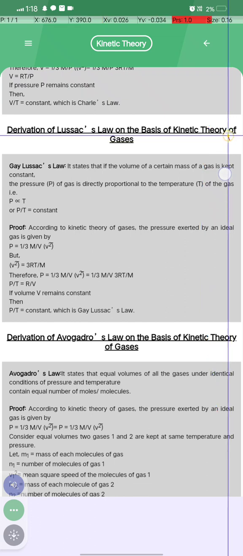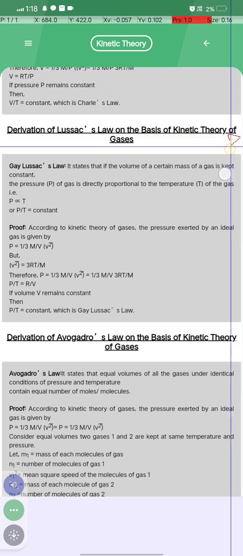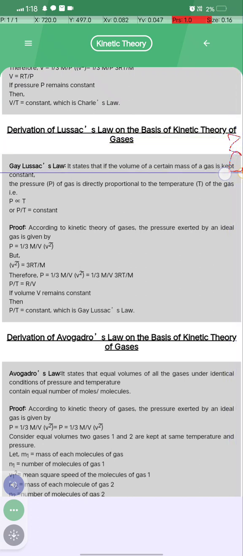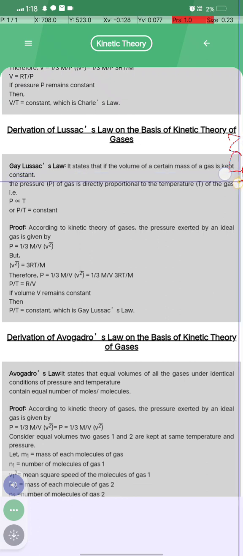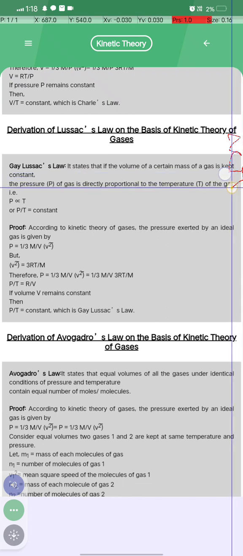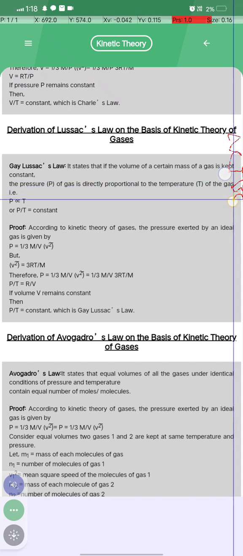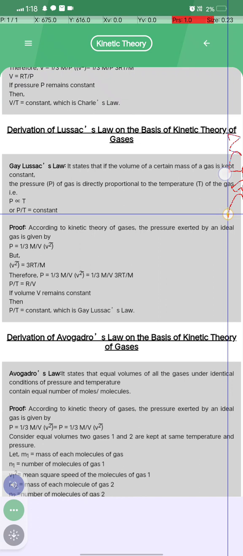Derivation of Gay-Lussac's law on the basis of the kinetic theory of gases. Gay-Lussac's law states that if the volume of a certain mass of gas is kept constant, the pressure P of the gas is directly proportional to the temperature T of the gas. That is, P is proportional to T, or P/T is constant.